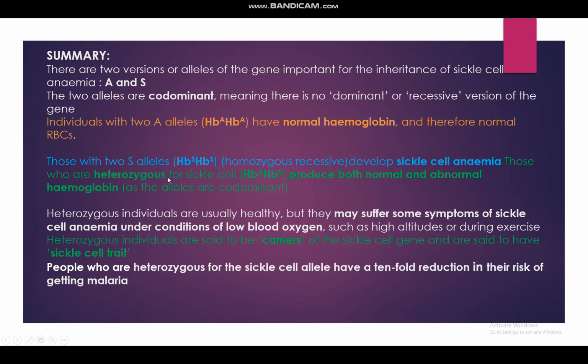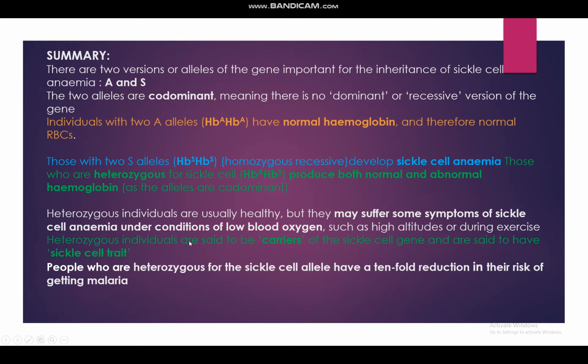Those who are heterozygous for sickle cell, having HbA, HbS, produce both normal and abnormal hemoglobin, as these are codominant. So both types of RBCs are produced, and in such a case they may suffer some symptoms of sickle cell anemia under conditions of low blood oxygen, such as high altitude or during exercise. If a person goes to high altitude where the oxygen level is low, or during exercise when the body demands more oxygen, then the symptoms of sickle cell anemia can be seen.